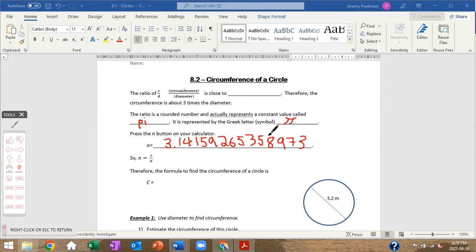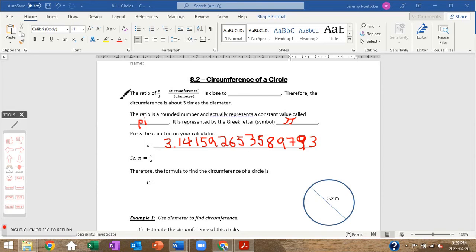8, 9, 7. I don't have very good nerd cred here because I missed a 9. 7. This should be a 9 and then a 3. Anyways, your calculator is going to have fewer digits probably than mine, but that's where we're at here.